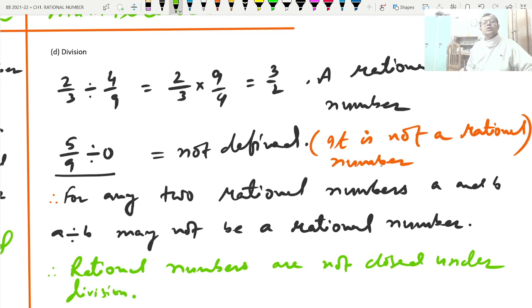Okay, so what you got? Rational numbers are closed under addition, multiplication, and subtraction, but not closed under division.